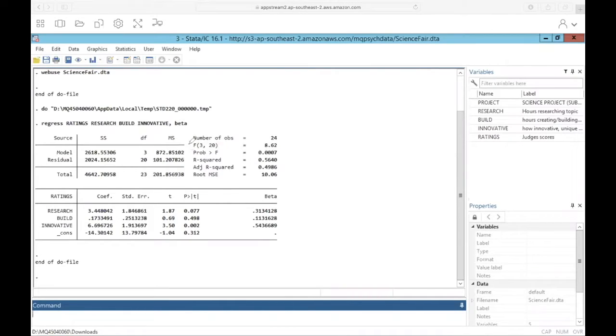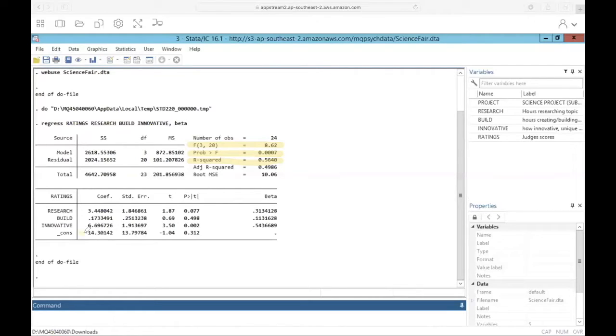We have an F statistic of 8.62, and this is significant. Now, recall from last week, this simply means that our model with three predictors is better at predicting judge ratings than no model at all. And based on the R squared, we're predicting about 56.4% of the variability in judge ratings from all three of our independent variables together. And this is quite a bit more compared to the three simple regressions. I think Innovative had an R squared of about 0.44. So we're accounting for almost 12% more variability with this three predictor model, right?